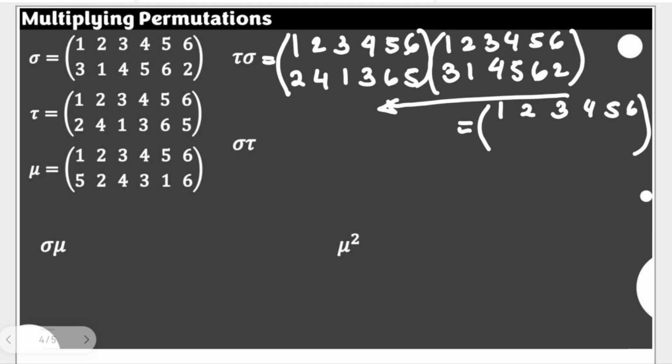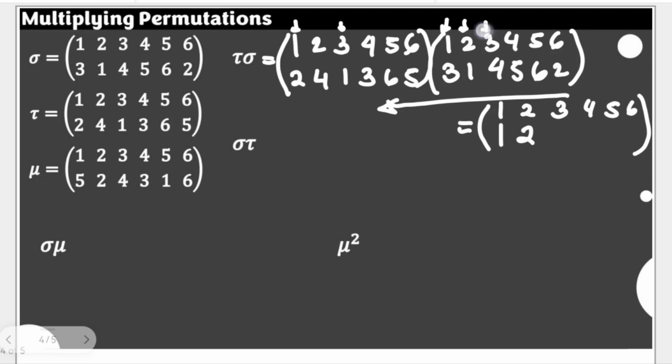In this case, we start with 1 to 3, and then on the tau side, you will have 3 to 1. That's how you multiply permutations. So 1 is mapped to 3, and you go to the next permutation, 3 is mapped to 1. In short, 1 is mapped to 1 because that's the end mapping. On the second, 2 is mapped to 1, and 1 is mapped to 2. So 2 is mapped to 2.